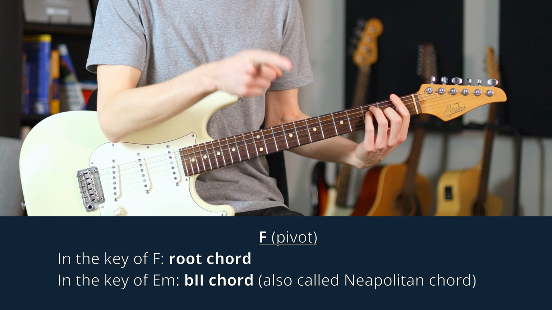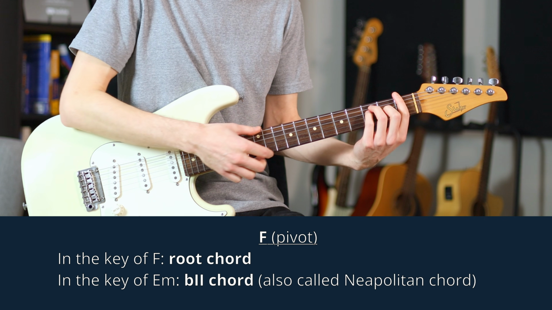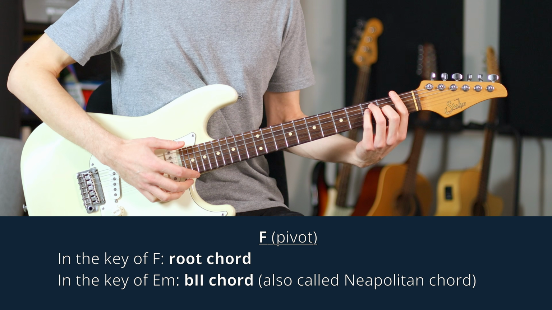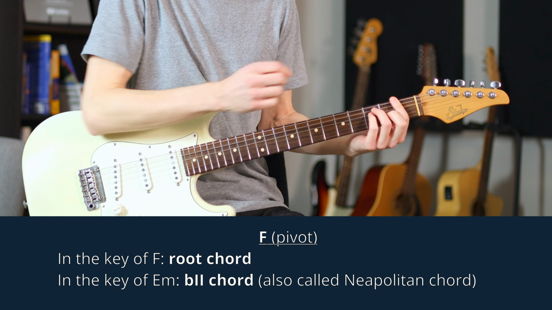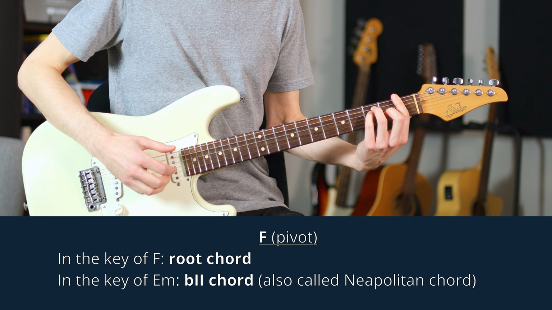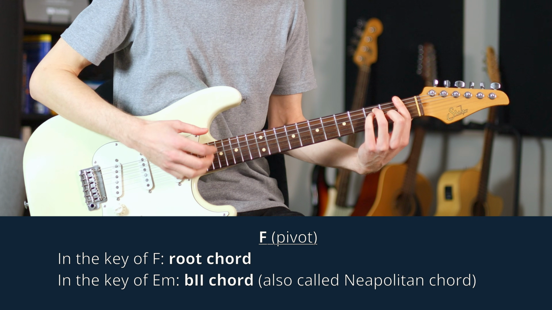And guess what? The F chord is also a pivot chord, right? It's the root chord in my key of F, but it's also the Neapolitan chord in the key of E minor so that we can come back to the verse. What is a Neapolitan chord? It's the flat 2 chord.